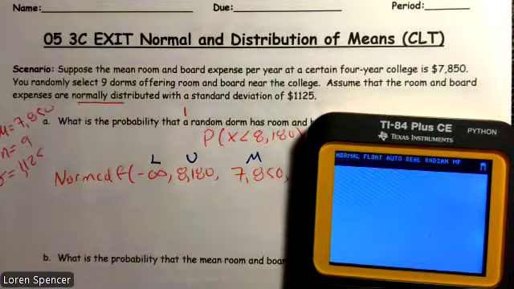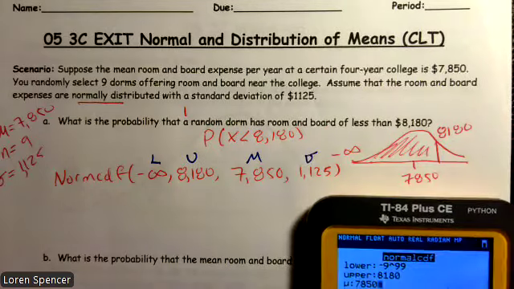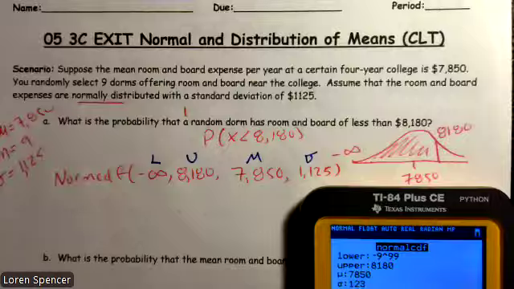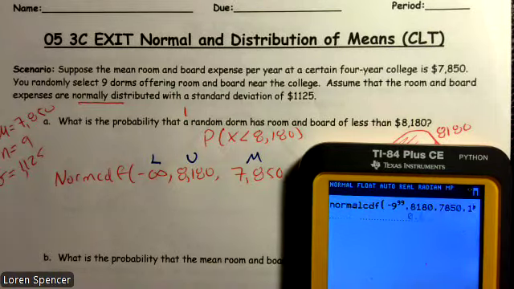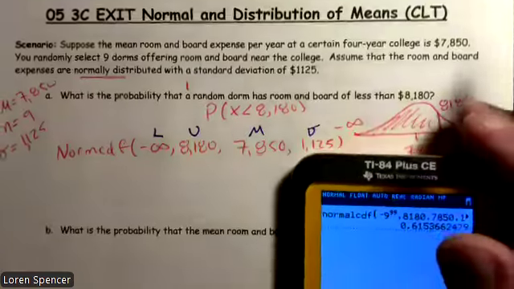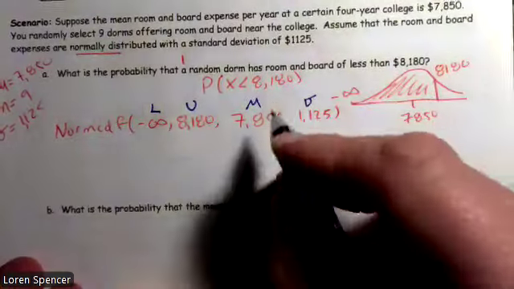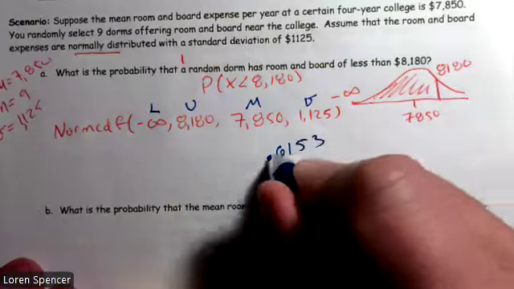So here we go. Second vars, normal CDF, lower, negative 10 to the 99th, upper, 8180, mean, 7850, standard deviation, 1125. We end up getting about 61%, and it makes sense because we shaded over halfway. So our probability is about 0.6153.